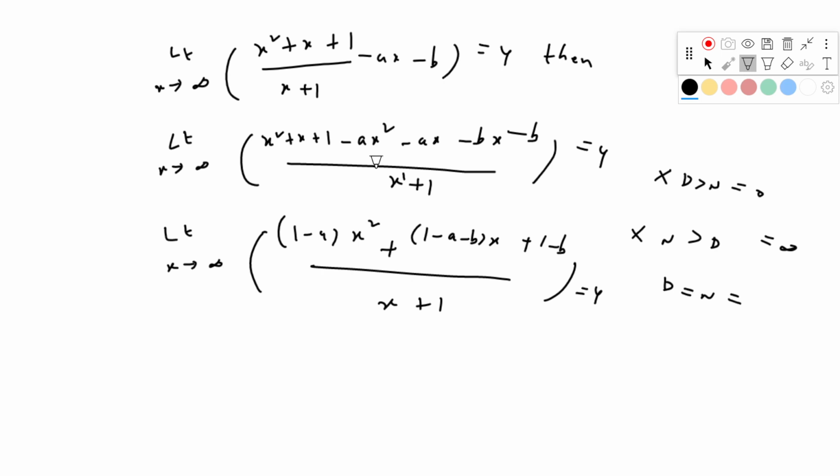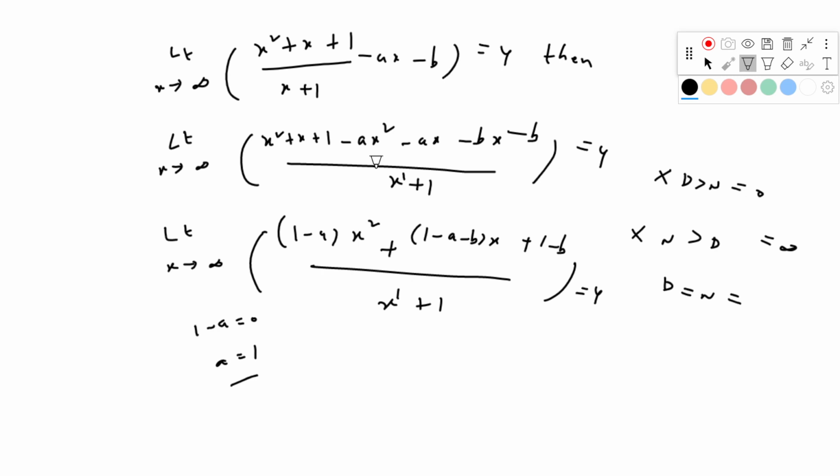Whenever this is the condition, your numerator and denominator powers should be equal. Here 1, here 2, so these are not equal. What I have to do? I have to nullify this term. To nullify this term, 1 minus a should be equal to 0. If 1 minus a is 0, then I can remove this term, because the denominator and numerator powers are not equal. So 1 minus a equal to 0, a equal to 1.